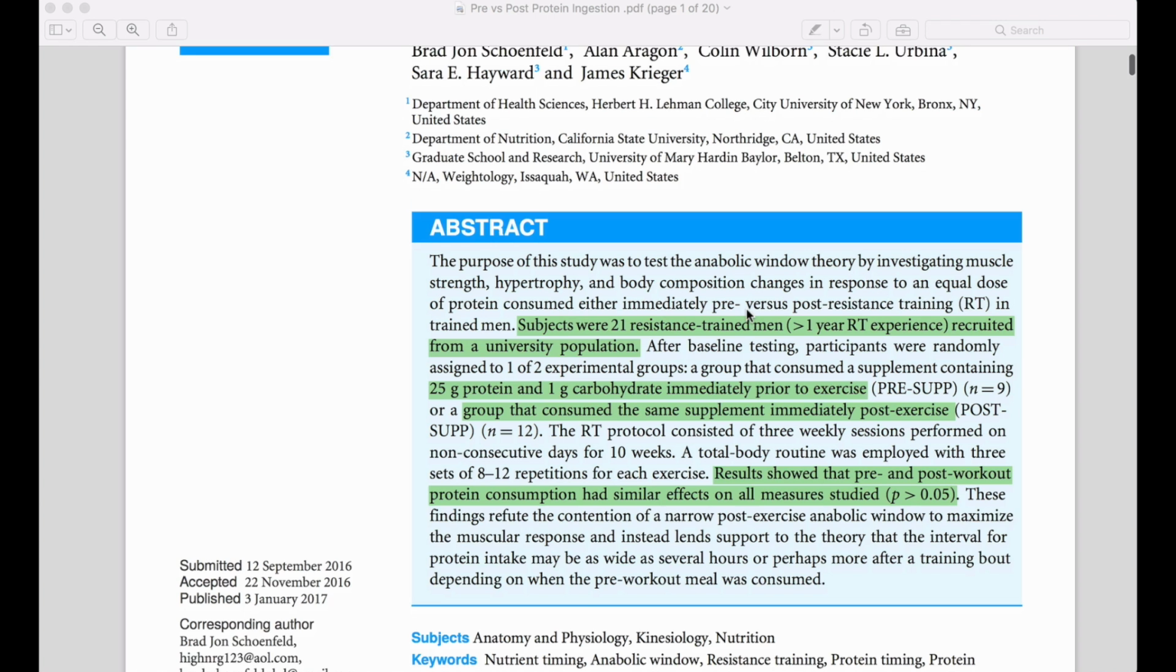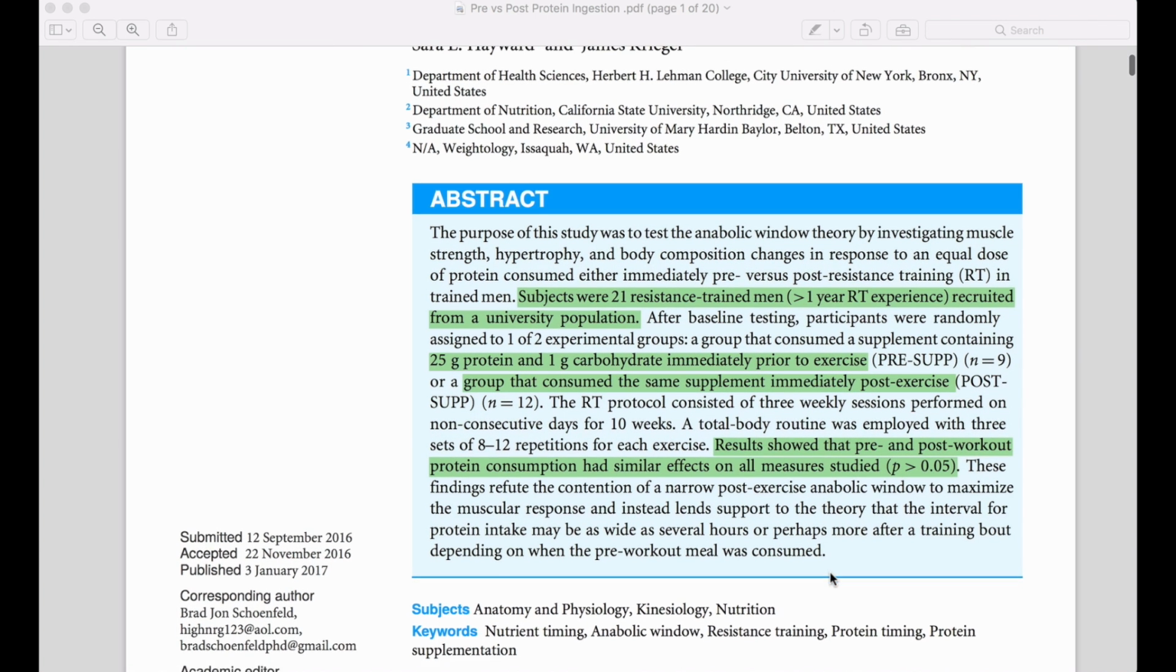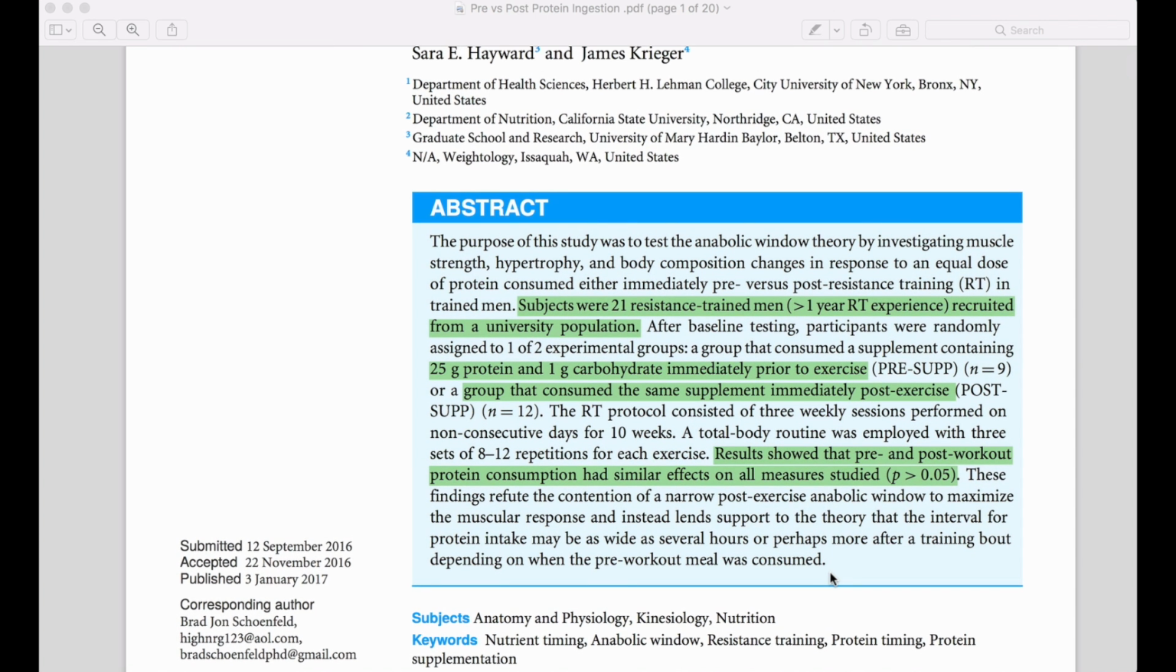The title of the study was "Pre versus post exercise protein intake has similar effects on muscular adaptations." Well, you know that there's no difference now, so you can stop watching the video and go and watch some fluffy cats on YouTube. However, if you are an abstract artist, here is the abstract. I've highlighted some key things. You can take that, screenshot it, and then go and cherry pick everything.